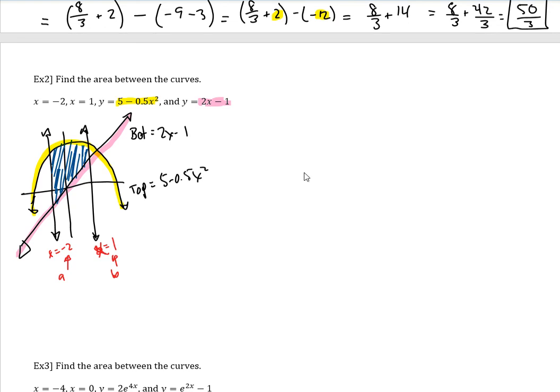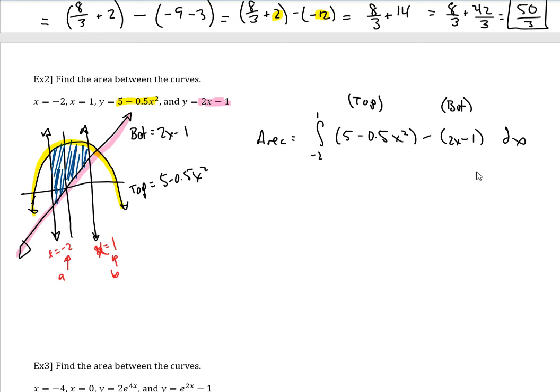Okay, and so let's set up our integral. Our area is equal to the integral from where it begins on the x coordinate, -2, to where it ends on our x, which is 1. And then we'll take our top function and put it in parentheses, so 5 minus 0.5x squared. So that was the top. And then minus the bottom function, also in parentheses, 2x minus 1. Bottom. Make sure those are in parentheses when you do the subtraction. And then we'll just throw dx at the end to let us know that it's a normal integral with respect to x.